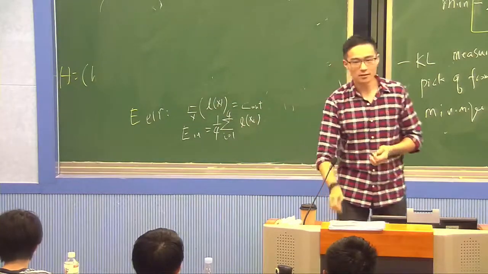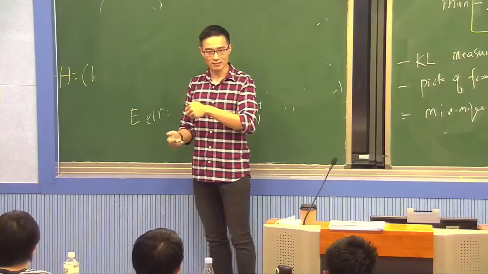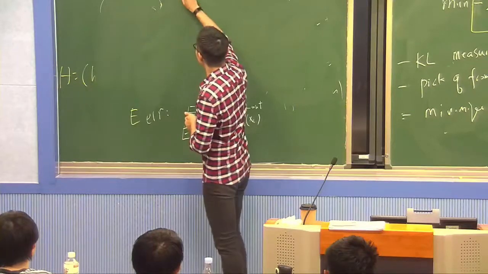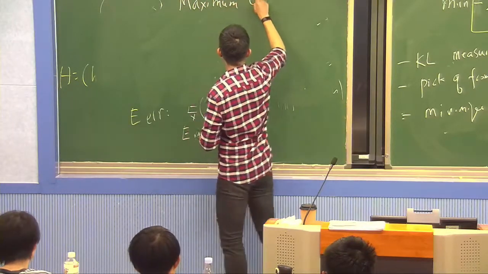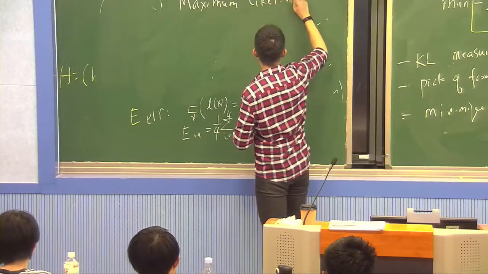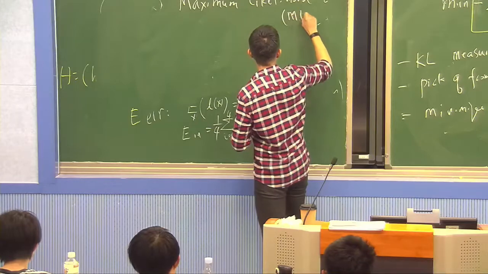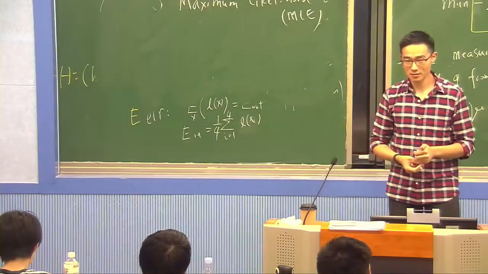So in your course, in the courses you have taken, econometrics, statistics, whatever, you have all learned maximum likelihood, correct? Maximum likelihood estimation, which is also called MLE. Now, how does MLE work?